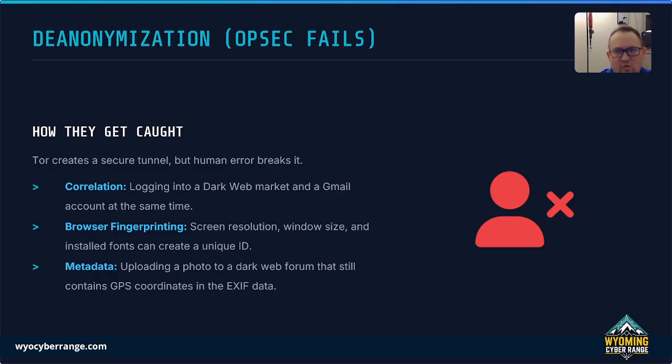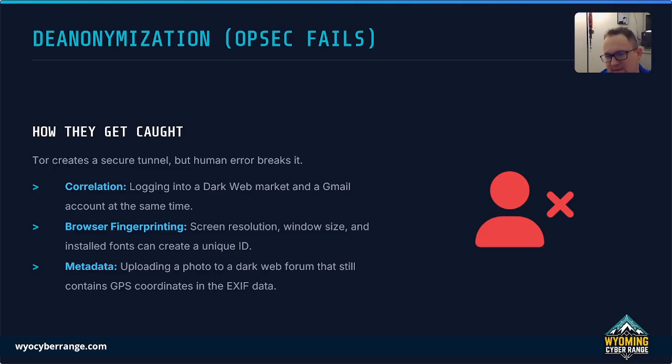Now, correlation is going to be when a suspect logs into the dark web market, as it says here, and then also their personal Gmail account at the same exact time. Now, this is going to allow law enforcement to correlate traffic timestamps throughout the logs. We can use browser fingerprinting, which means that we're going to have unique configurations of screen resolution, window size, and then even installed fonts. Okay, and this is going to be used to create that unique trackable ID.